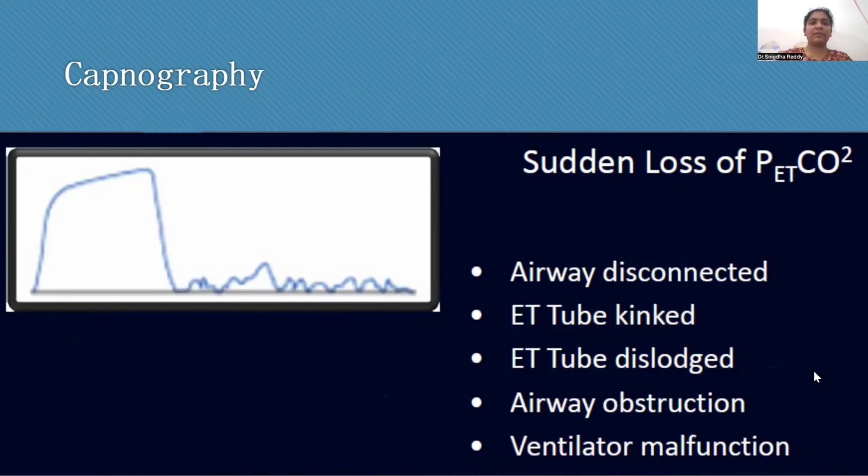So let's view a few capnographs. Here there is a sudden loss of EtCO2, which is seen in conditions like when the airway is disconnected or the ET tube is kinked. In these conditions, as the ET tube is kinked or the airway is disconnected, the exhaled gas is not coming out to the sensor or monitor. That is the reason the EtCO2 suddenly dropped from the normal plateau. Airway obstruction and ventilator malfunction also cause a sudden loss in EtCO2.